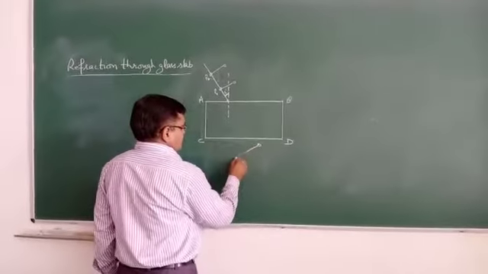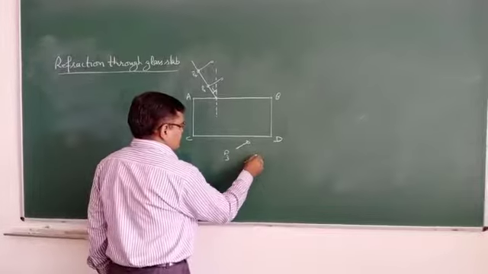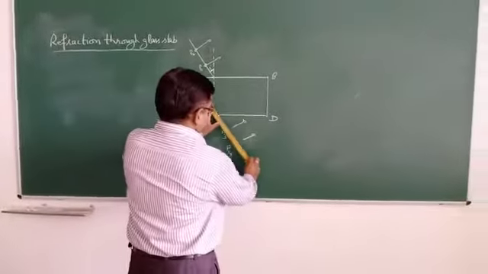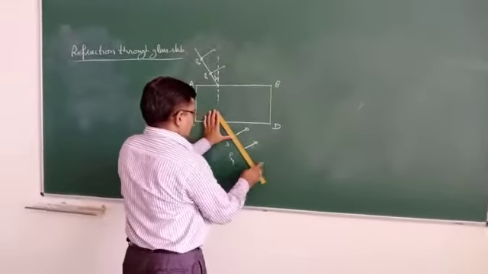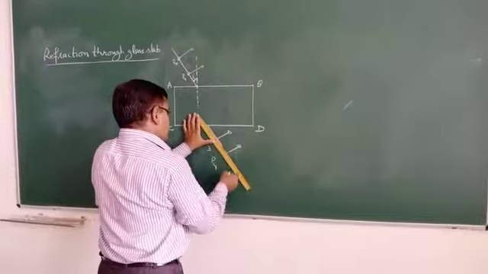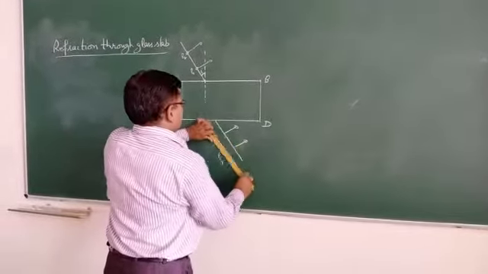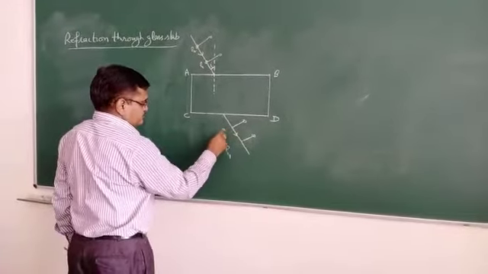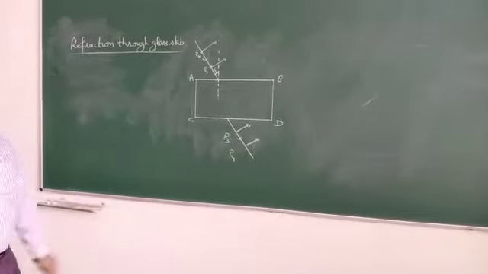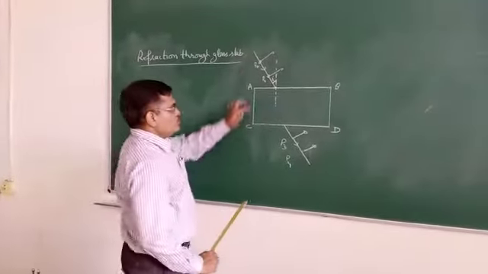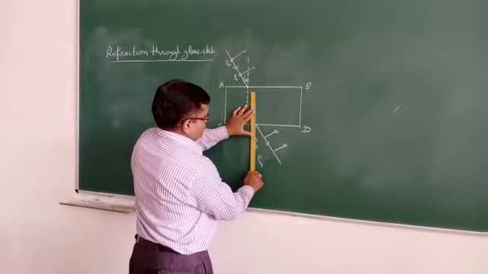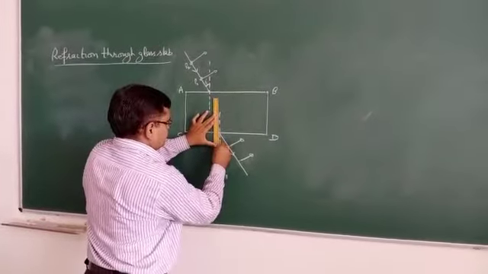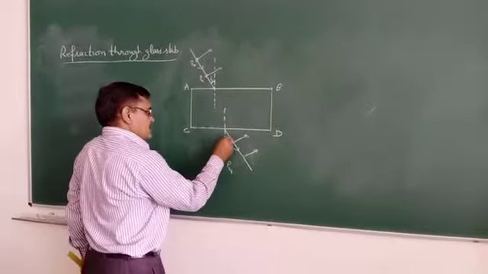This pin would be the pin P3 and this pin would be the pin P4. Okay, now you have to join these two pins and extend the line like this. Now you can understand, this is the incident ray, this is the emergent ray, but I have not shown the refracted ray. How to show? You have to draw a normal here and one normal here like this. Okay, this angle is the angle of emergence.